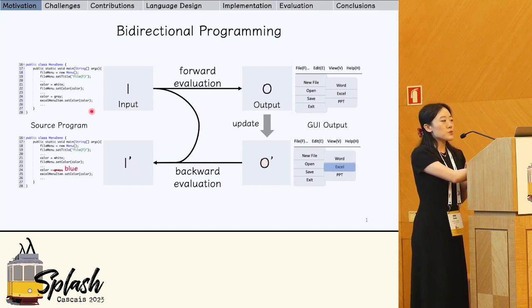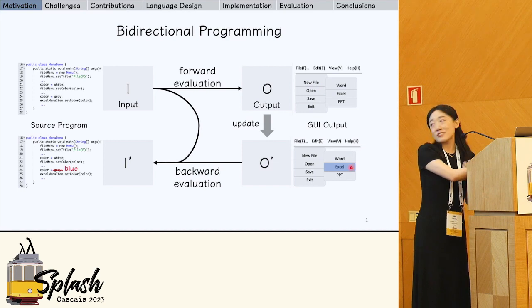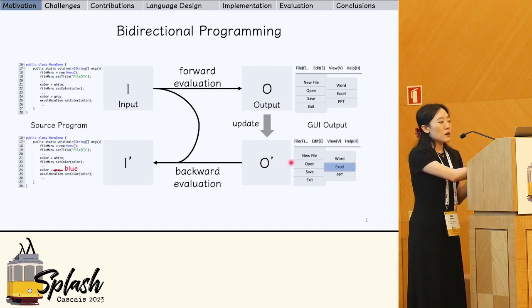For example, we can forward evaluate the left source program to get the right menu bar. Then we can modify the Excel menu item from gray to blue. So the backward evaluation can automatically change the gray to blue in the left program. As a result, this updated program can run again to get this updated output.